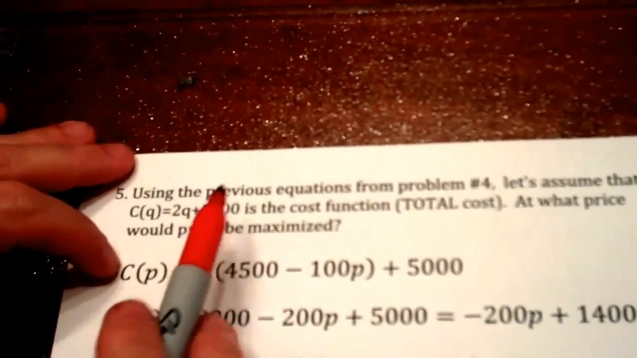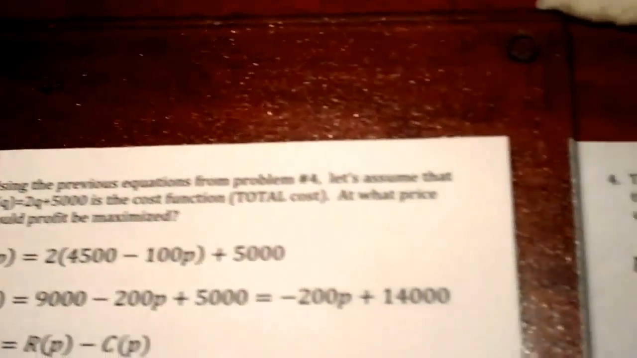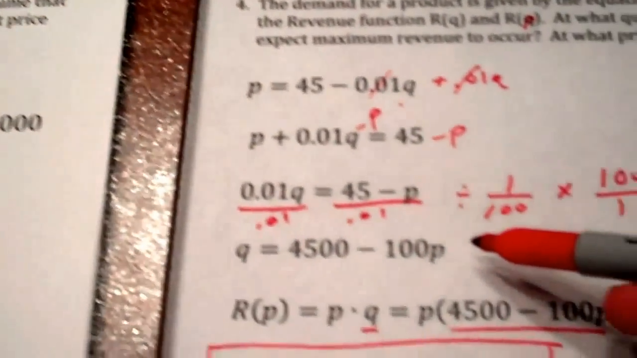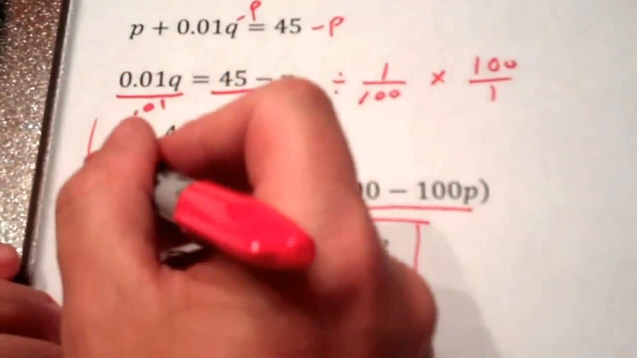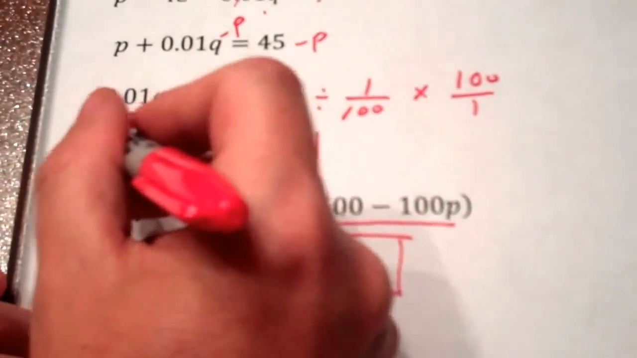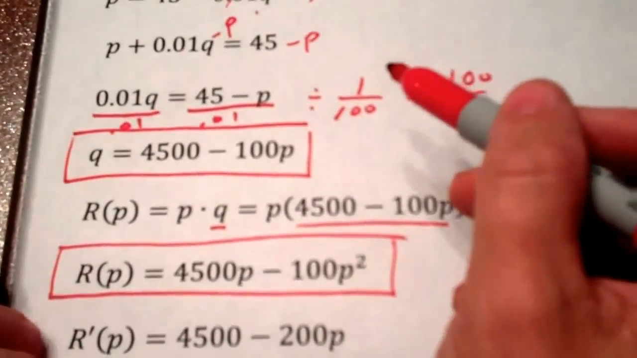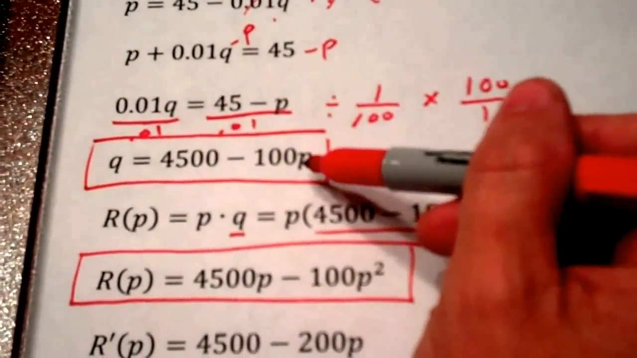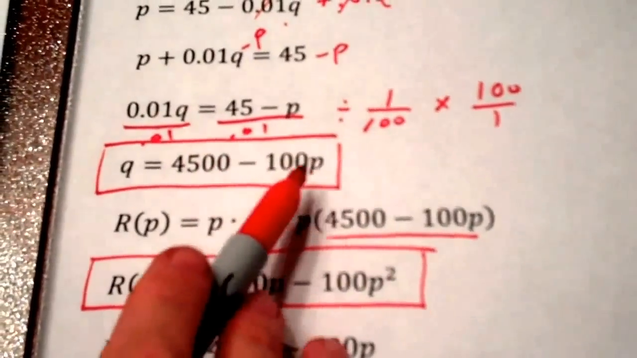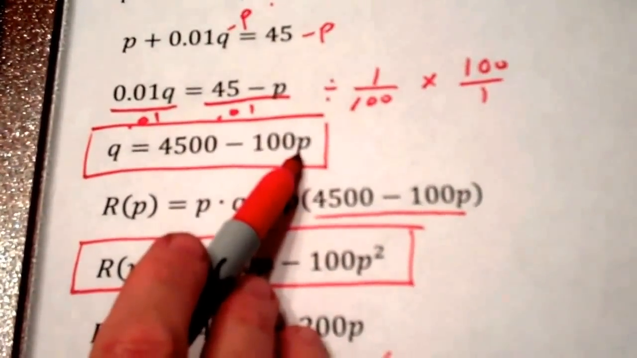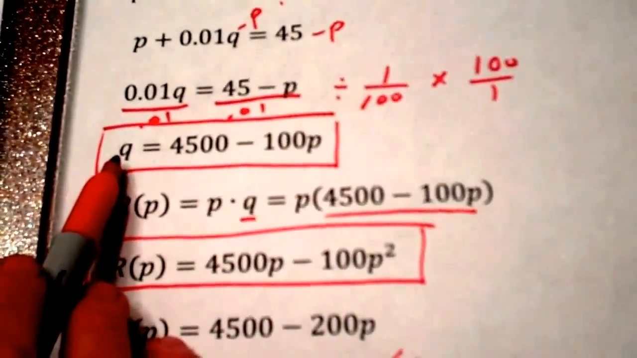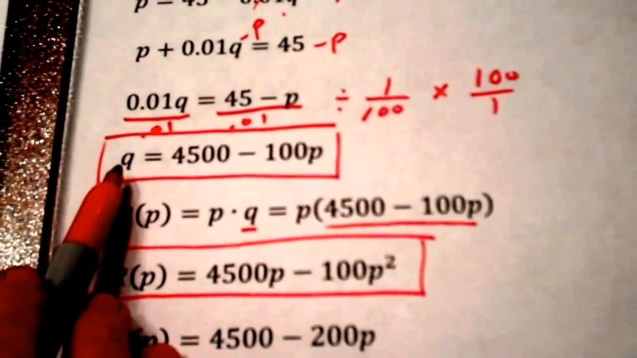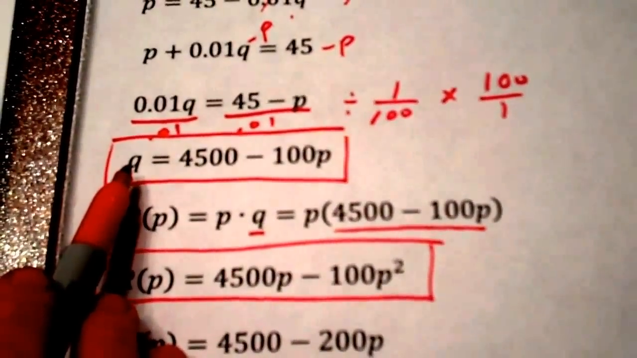Now, I will need you to remember back here, we calculated from that demand equation a version of the same demand equation, solved for Q. So this is what I know. Based on a price of P, if I plug this in, I can determine the quantity that I will be able to produce at that price and sell, of course.